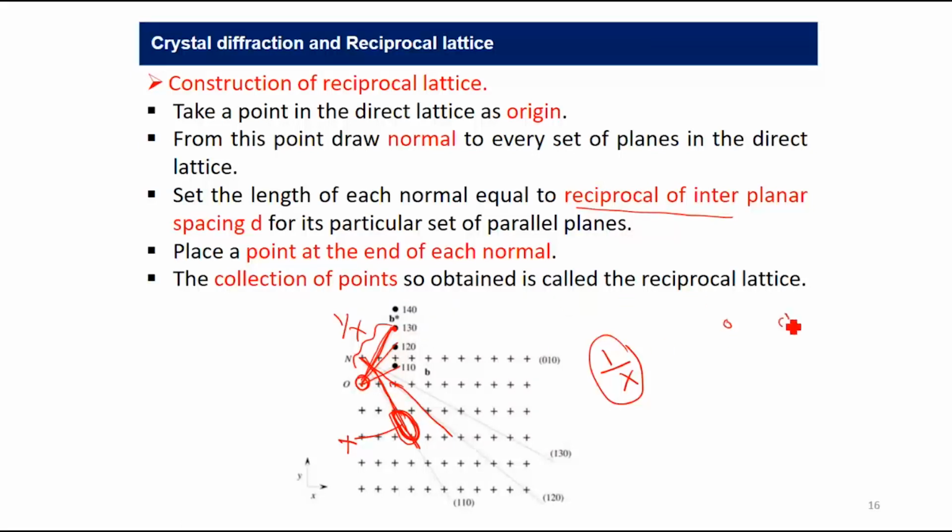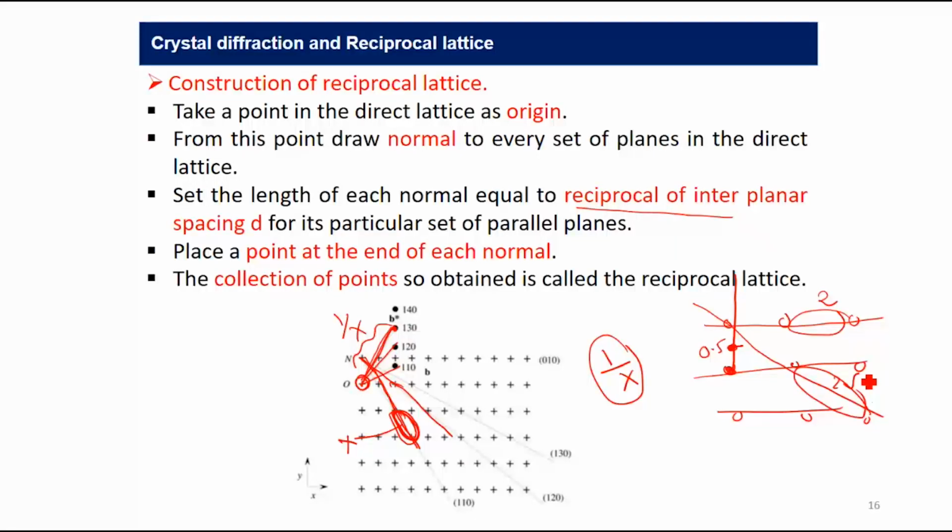Okay, that means if I give you a lattice, I just choose any origin. This is a set of planes. What I'll do, I'll draw a normal like this. Now, what will be the length of this normal? If this is 2, this will be 0.5. 1 by 2 is 0.5. This will be a point in the reciprocal lattice and so on. If this is another set of planes, let's say this is 2 root 2, then I have to draw a normal like this and I have to go up to a distance which is equal to 1 by 2 root 2. This is how you draw a reciprocal lattice. Are you able to follow? Yes, no? I'm just summarizing.